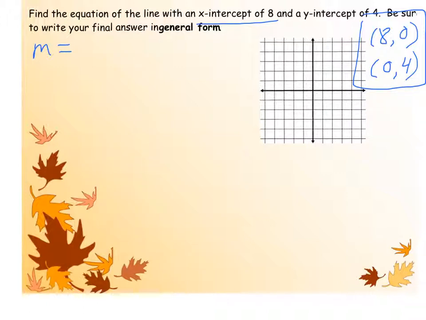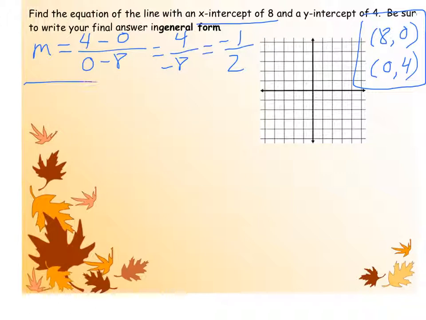So the change in y here would be 4 minus 0 over 0 minus 8. That would be 4 over negative 8, or negative 1/2. I'm going to separate this work from the rest of the problem here, but more often than not, you'll find that's a great place to start, is to find your slope.